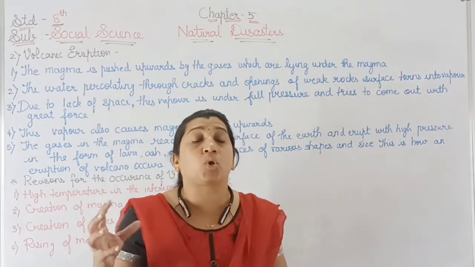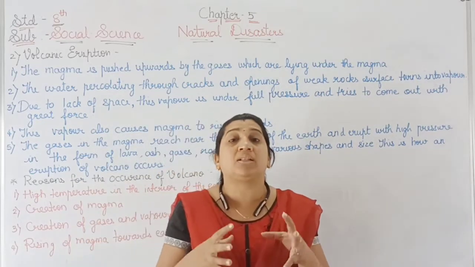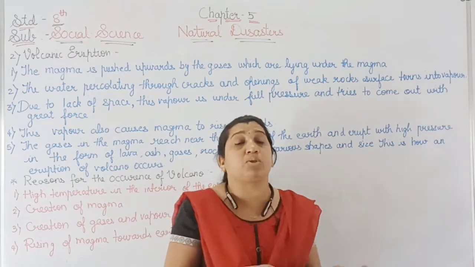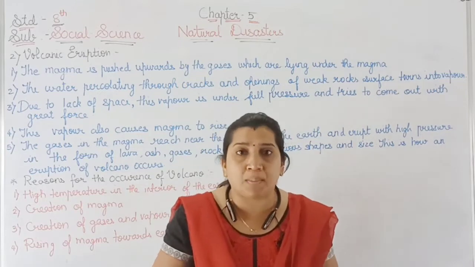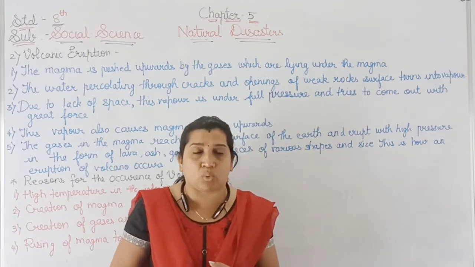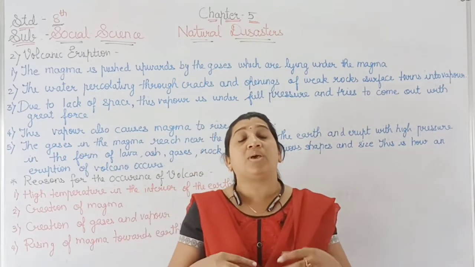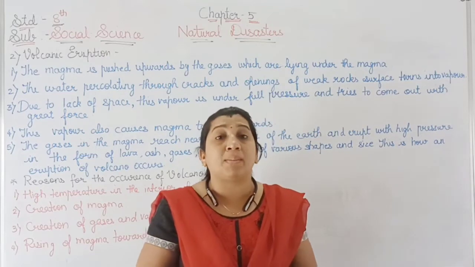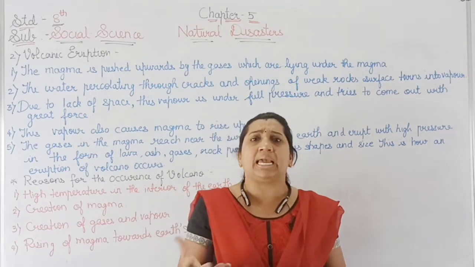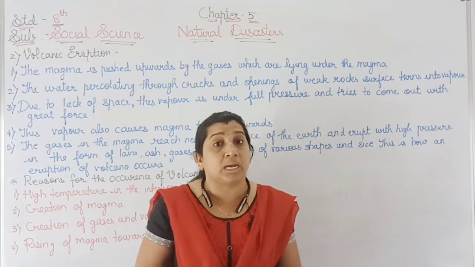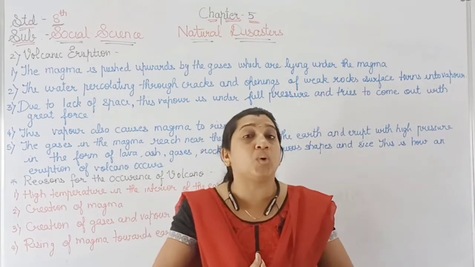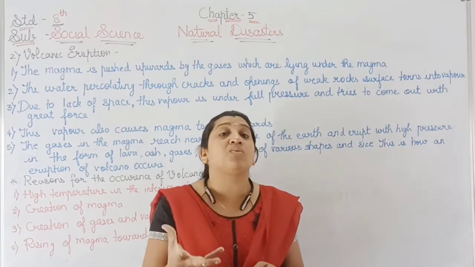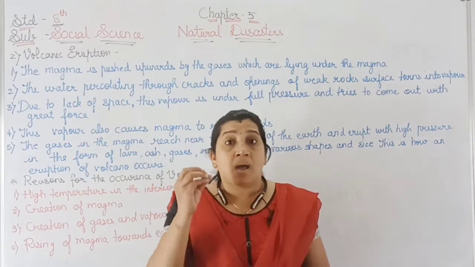Now we are also familiar that we have three types of volcanoes: the active volcano, the dormant volcano, and the extinct volcano. An active volcano erupts anytime; a dormant volcano has a 50% chance, it can erupt or it cannot erupt. An extinct volcano will never become active again.